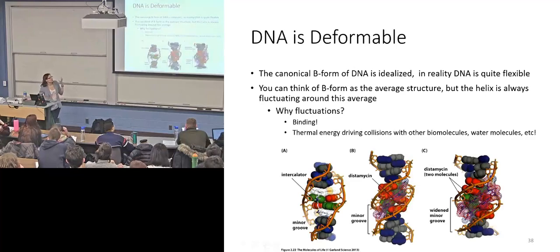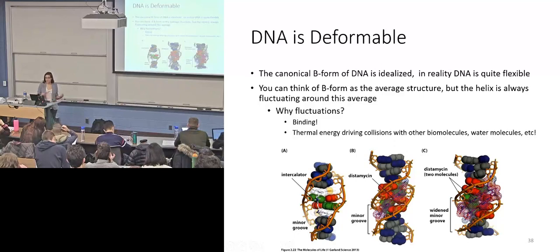So fluctuations in the overall shape and what it looks like at any given instant are determined by what's binding to it, and also thermal energy driving collisions with other molecules, including water and biomolecules. Examples like distamycin, I don't need you to know any particular drug that's binding, but what's being shown in this figure is that you can come in and elongate the minor groove to get in there. DNA is very flexible. Proteins are also very flexible, and when we talk about molecular recognition, we'll talk about proteins being able to almost breathe, open and close to let things bind.